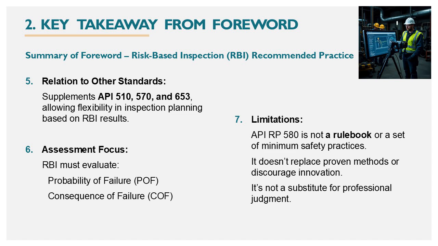Number 6 is assessment focus. RBI must evaluate probability of failure, or POF, and consequence of failure, or COF. Number 7 is limitations. API RP 580 is not a rulebook or a set of minimum safety practices. It doesn't replace proven methods or discourage innovation. And it's not a substitute for professional judgment.